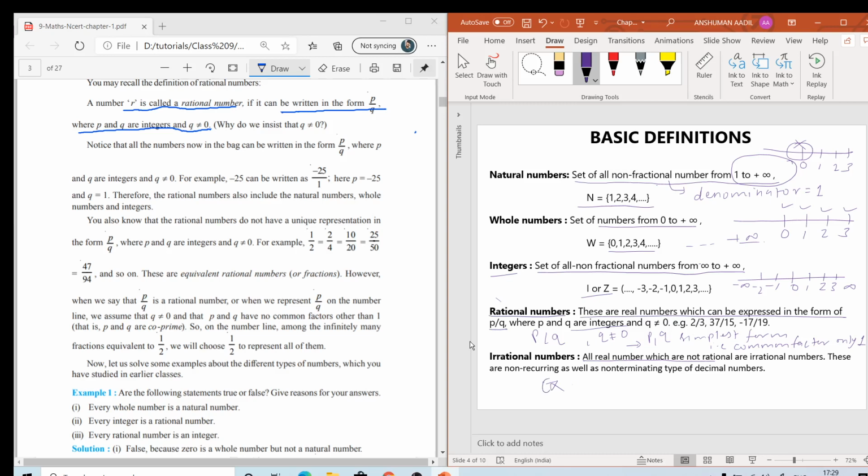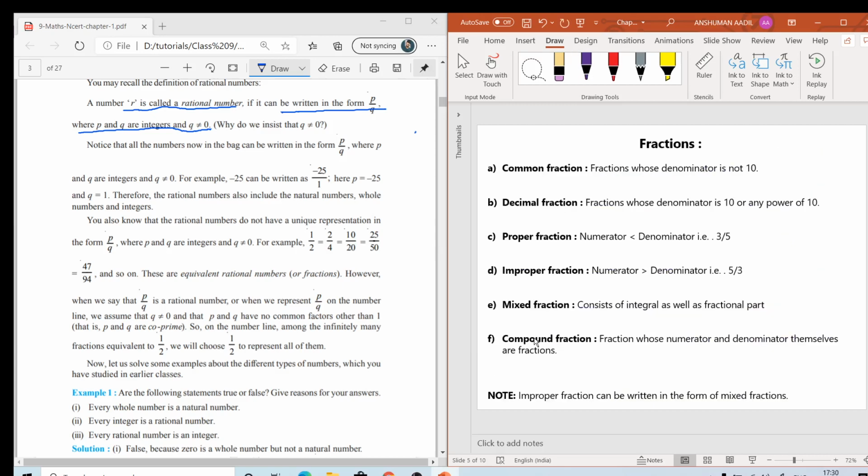We can have examples like root 2, root 3, root 5, pi, and so on. These numbers are called irrational numbers because they cannot be written in the form of p by q. Numbers which can be represented in the p by q form are called rational numbers. Now we are going to find some fractions.